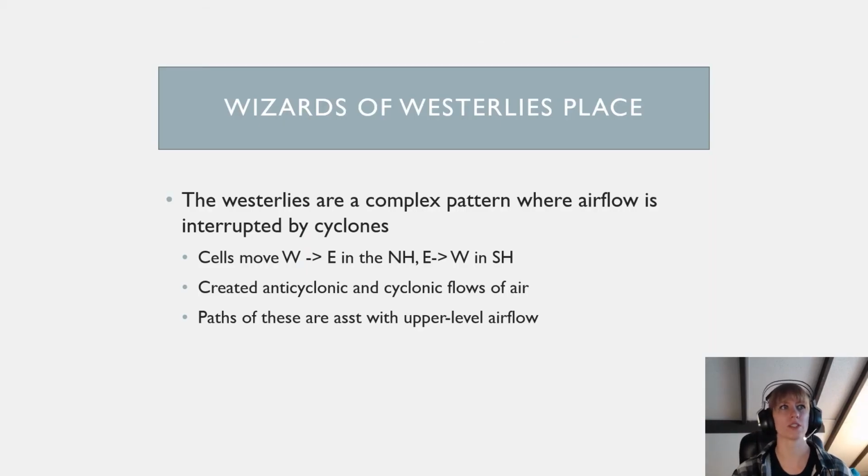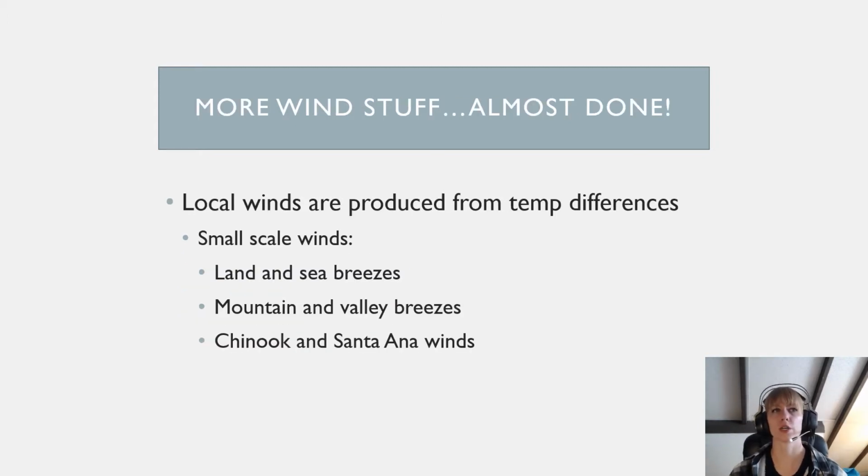So the westerlies are a complex pattern where airflow is interrupted by cyclones. Okay, cells move from west to east in the northern hemisphere and east to west in the southern hemisphere. And they are created by anticyclonic and cyclonic flows of air. The paths of these are associated with upper level airflow. So local winds are produced with temperature differences. Okay. So example, land breezes, sea breezes, mountain and valley breezes, Chinook and Santa Ana winds. These all have to do with regional temperature differences.